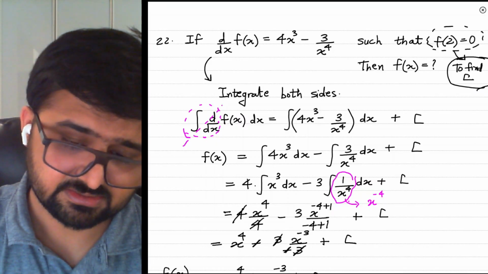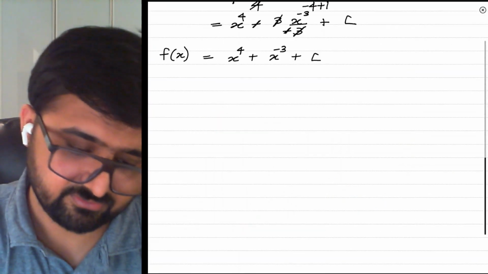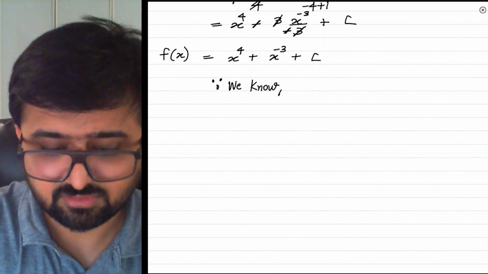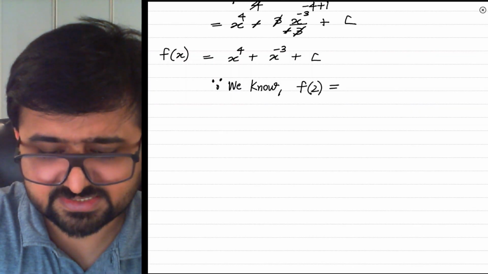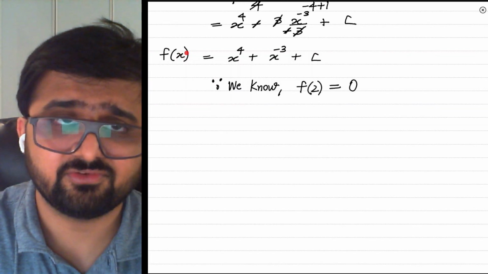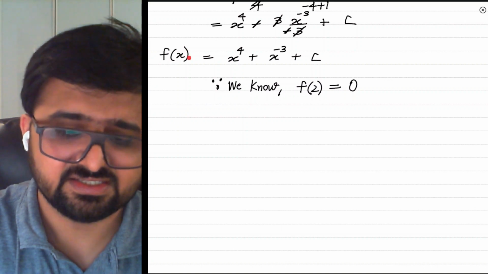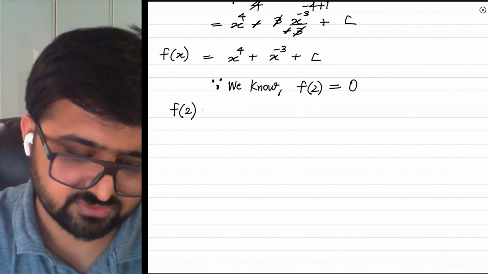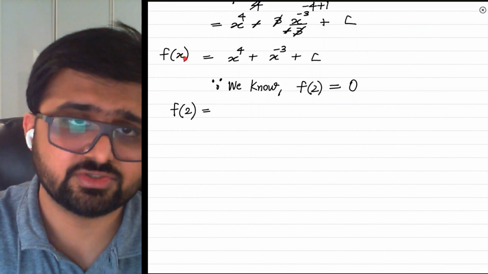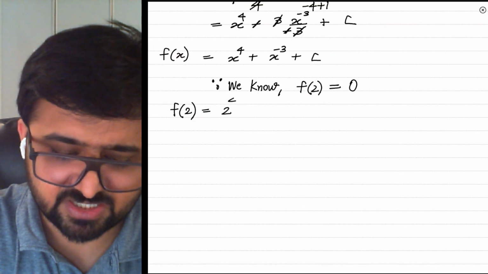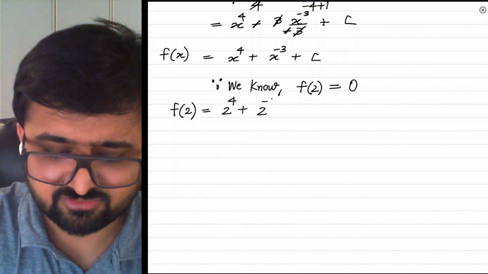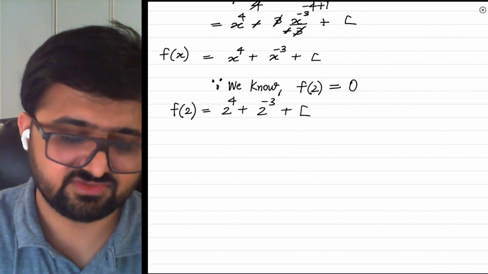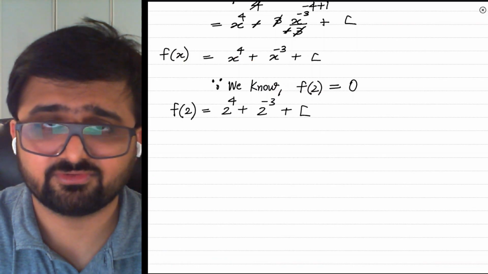So let's see. Since we know f of 2 is equal to 0, they have given that f of 2 is 0. That means instead of x, they're telling us to substitute 2. So let's find f of 2. So f of 2 is equal to, here, substitute 2. So f of 2 is 2 to the power 4 plus 2 to the power minus 3 plus c. Okay, I hope that makes sense. So you just substitute x is equal to 2 here because we know f of 2 is 0.